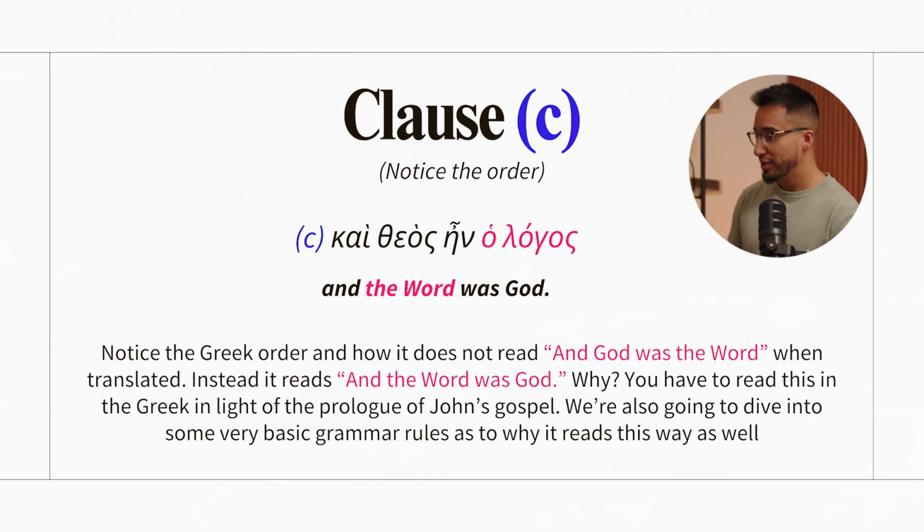And first, notice the order of the Greek, where the word logos is at the end of the clause and theos, the word for God, is before the word. But when we translate it, it reads, "And the Word was God," and not, "And God was the Word."